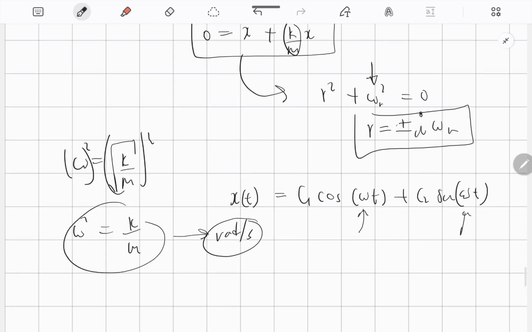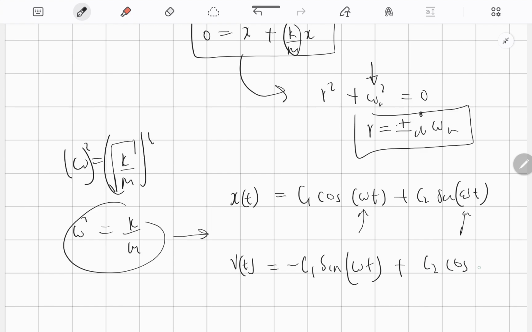What else do you need to know? Obviously, if you have x of t, you can get v of t, which is velocity. You are just differentiating: cos becomes negative sine, so v of t equals negative c1 omega sine omega t plus c2 omega cos omega t. So now you have your position, and now you have your velocity. This one is your speed, and this one is your position.